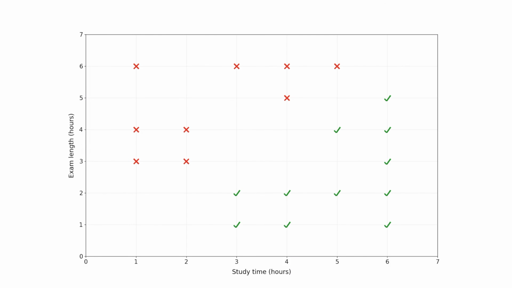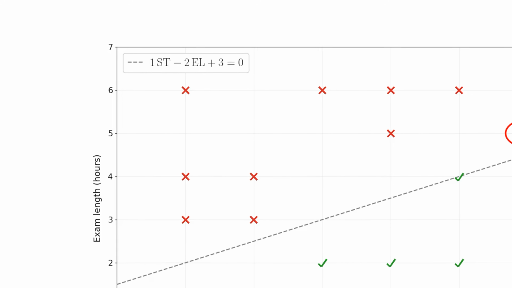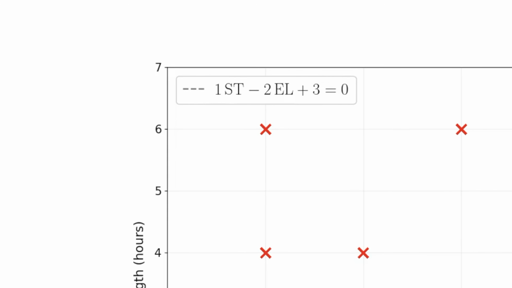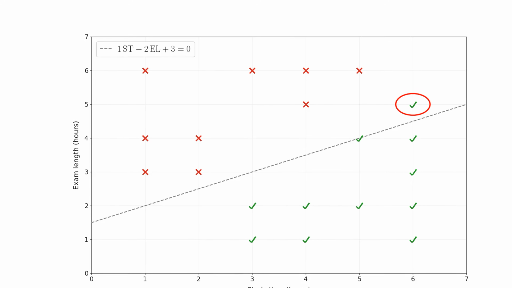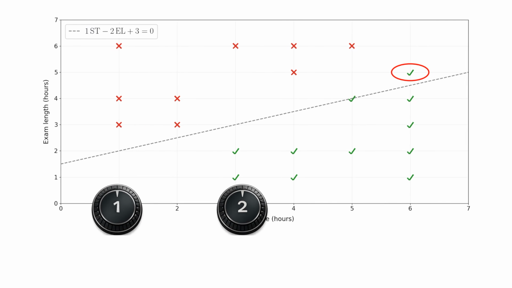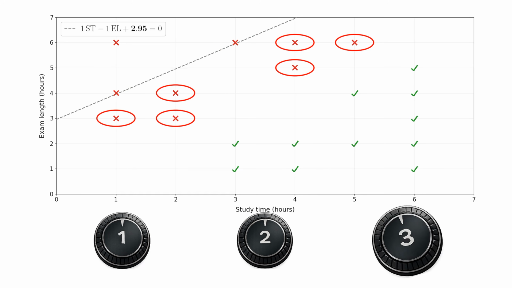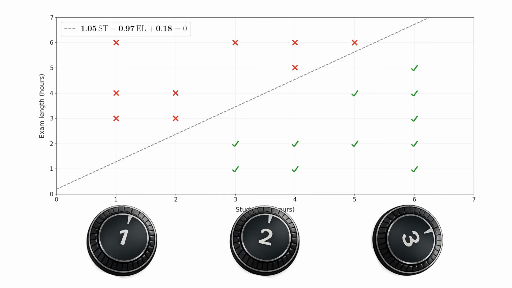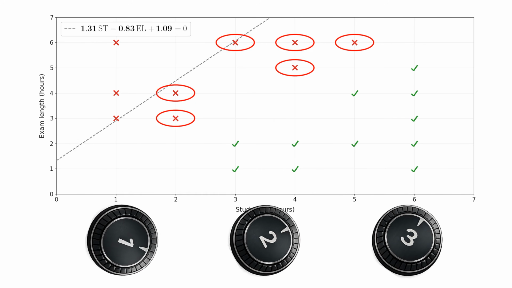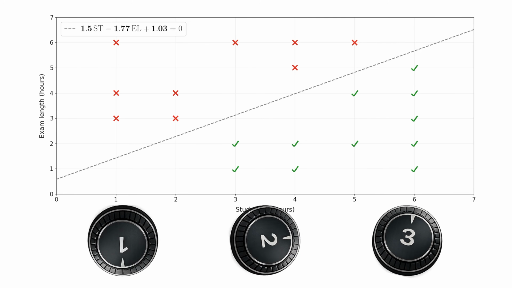In this dataset, we're trying to find what distinguishes students that passed from those that failed exams. That tipping point between passing and failing is a line representing a relationship between study time and exam length. For example, 1 study time minus 2 exam length plus 3 equals 0 is one such line, which clearly makes mistakes. But by changing the numbers in front of study time and exam length, we can rotate the line. And by changing the third number, we can shift the line. Together, these 3 knobs allow us to steer the line to a better spot, making fewer mistakes.